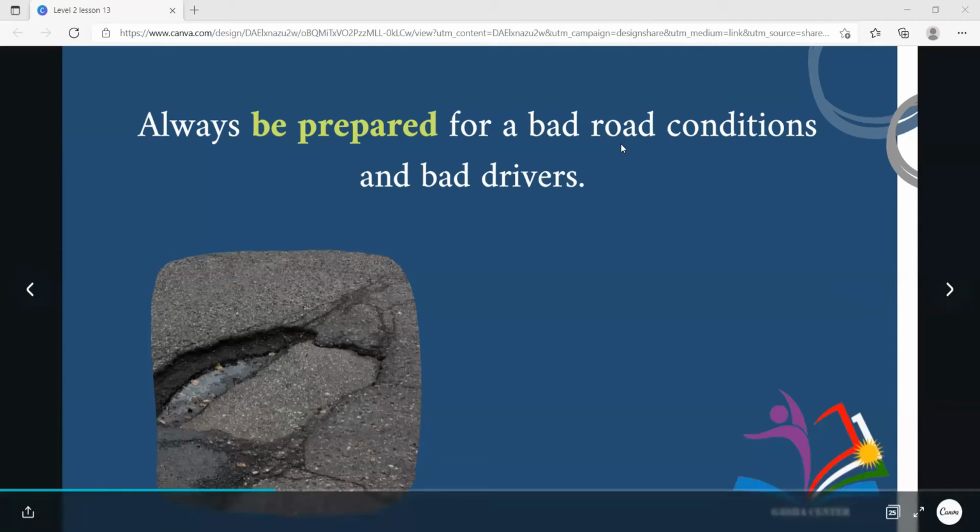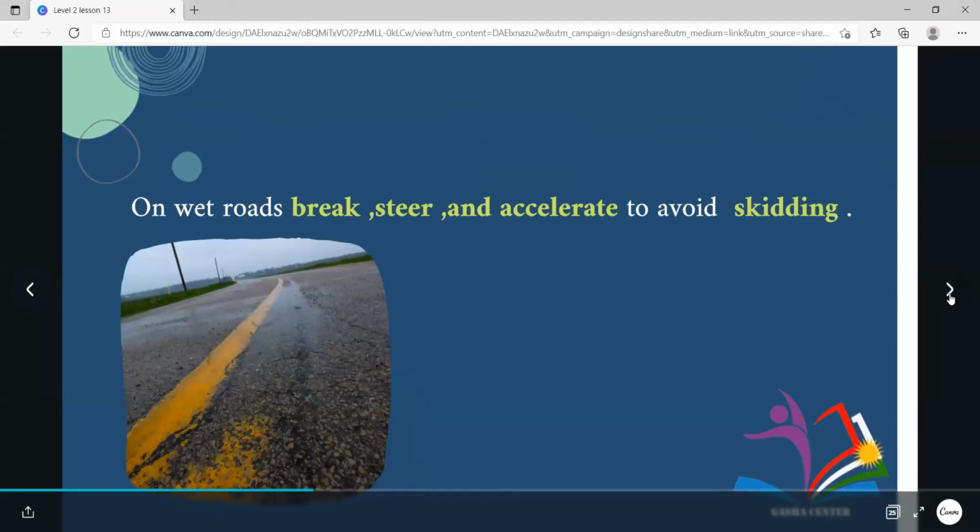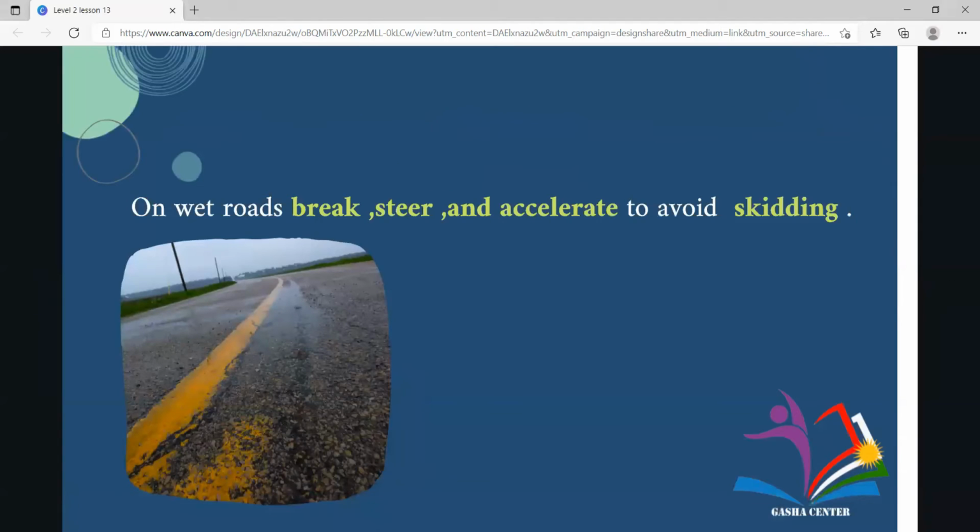Yes, Mr. Serhat? Yes, teacher. Well, I just raised my hand for the next step. All right. Now do this one. On wet roads, brake, steer, and accelerate to avoid skidding. Yes. So it means on wet roads you should avoid braking, steering, and accelerating that can lead to skidding. Like skidding, I know what this means, but I don't know how to explain it.